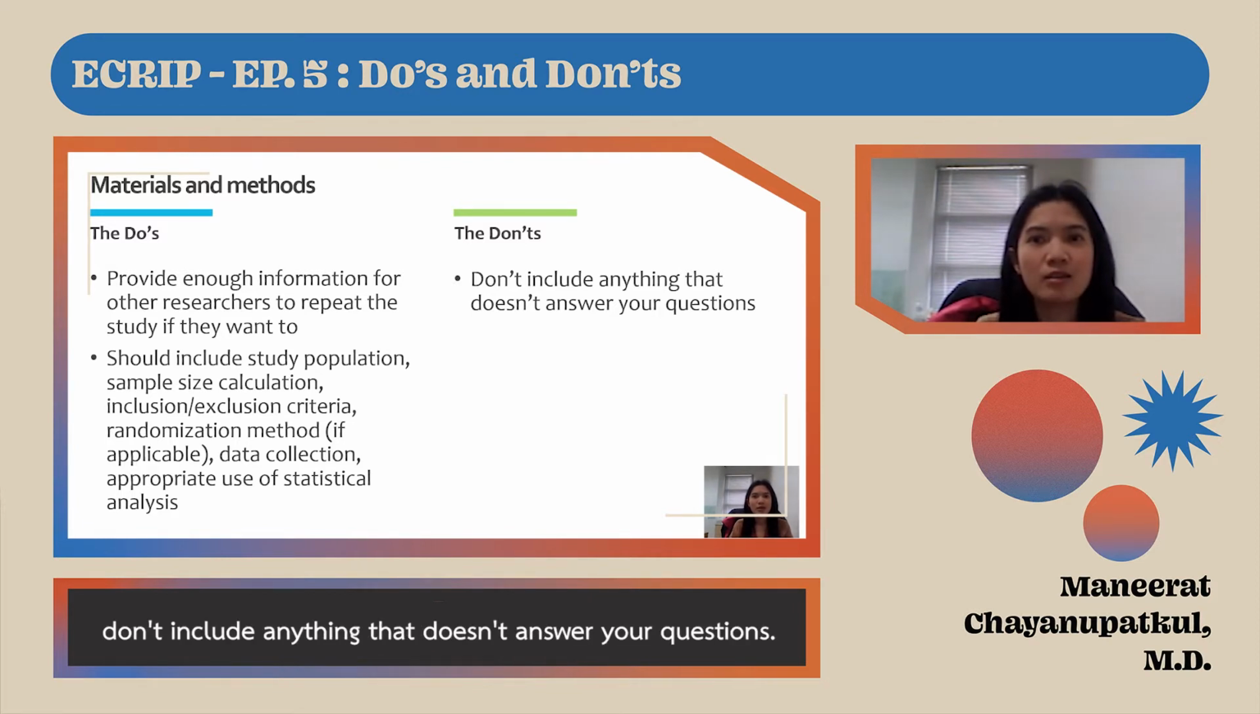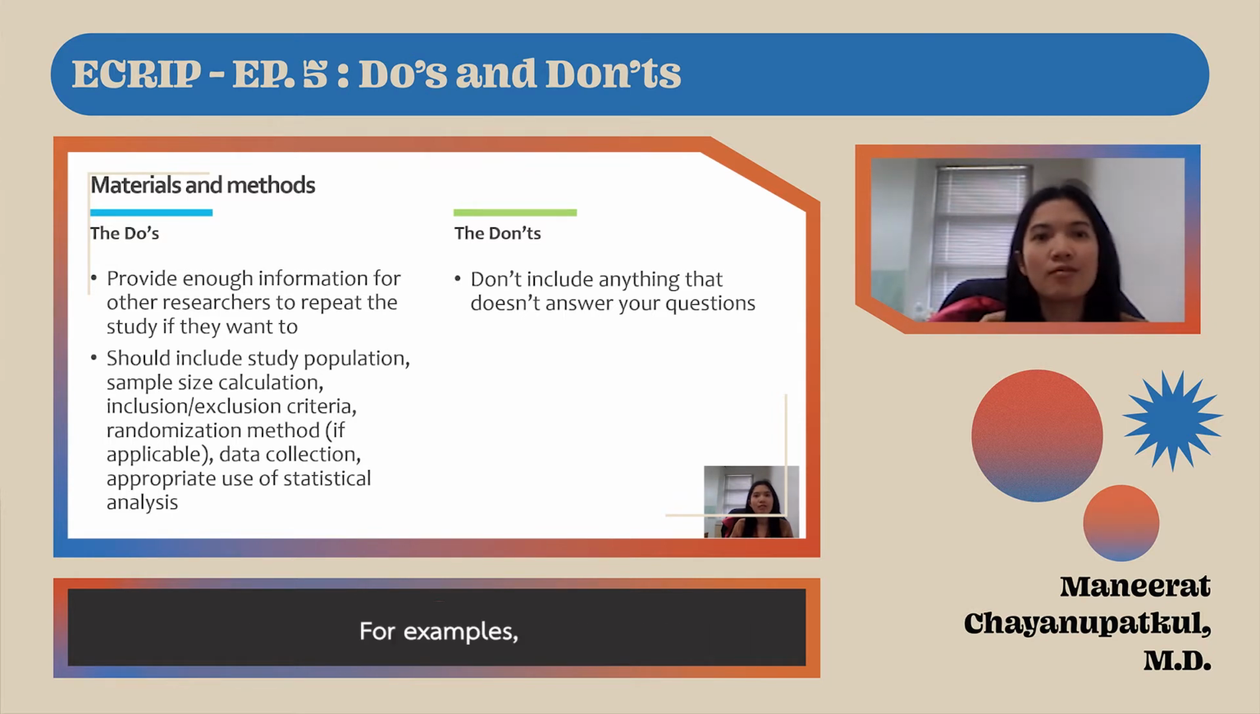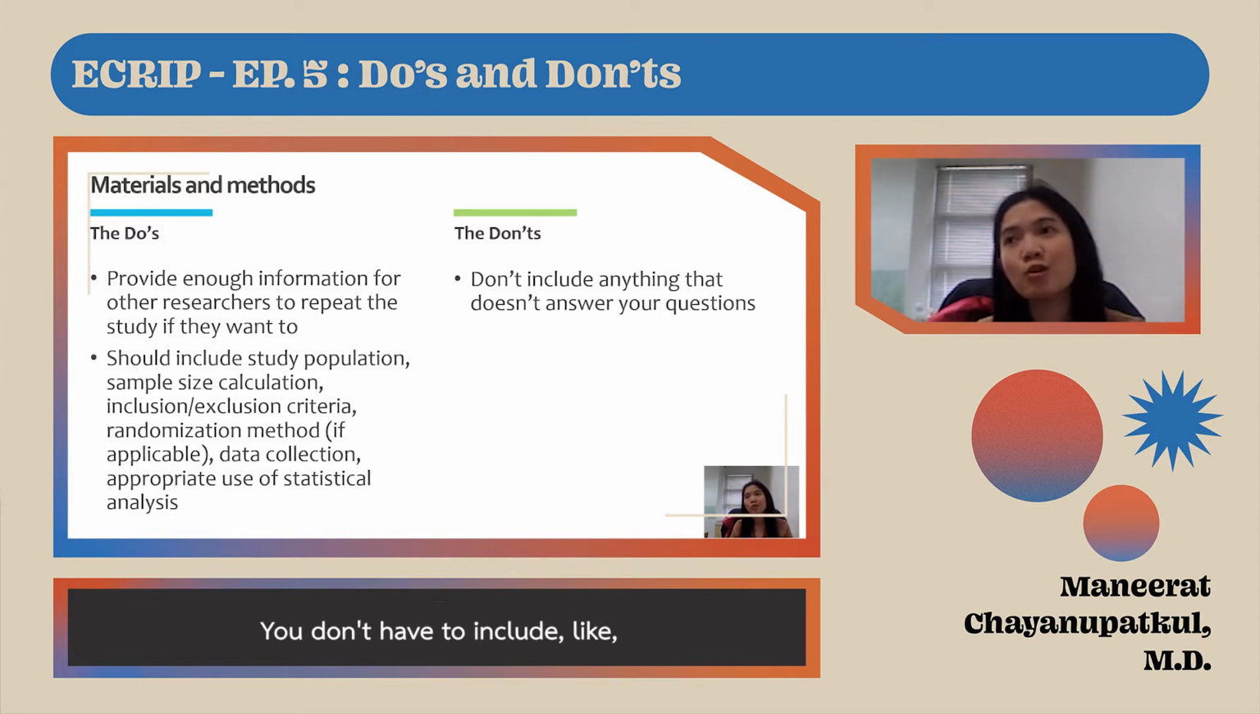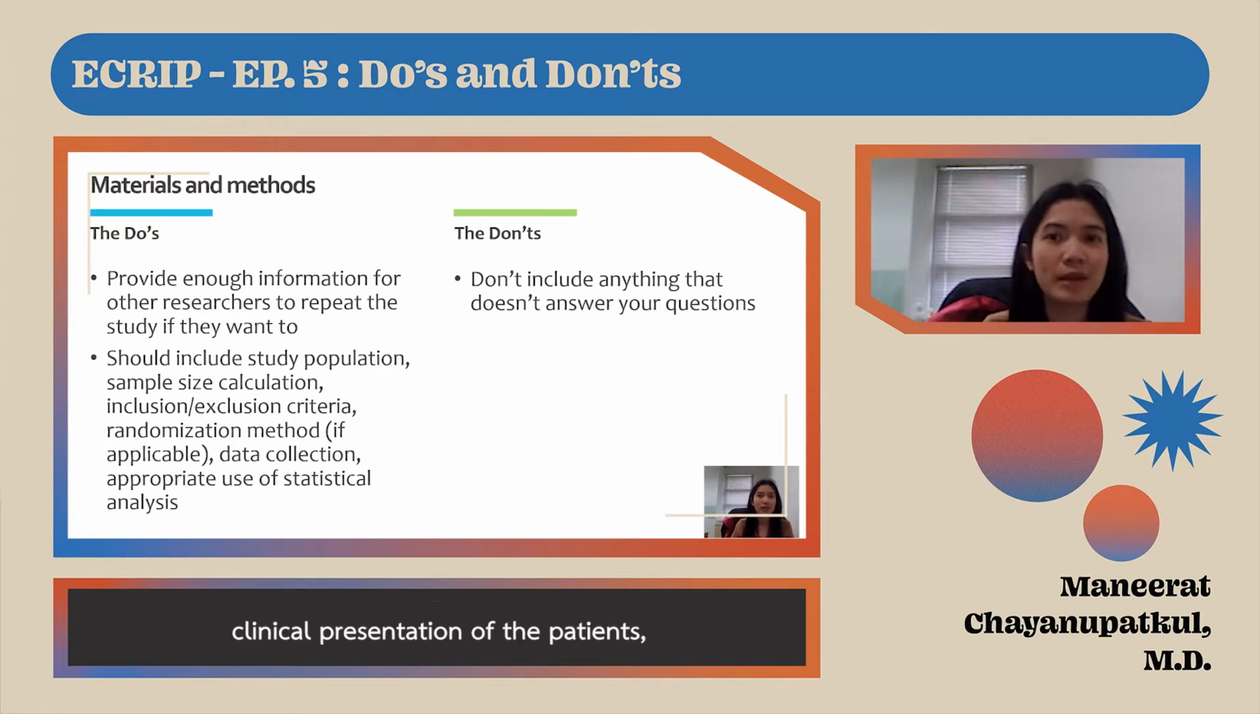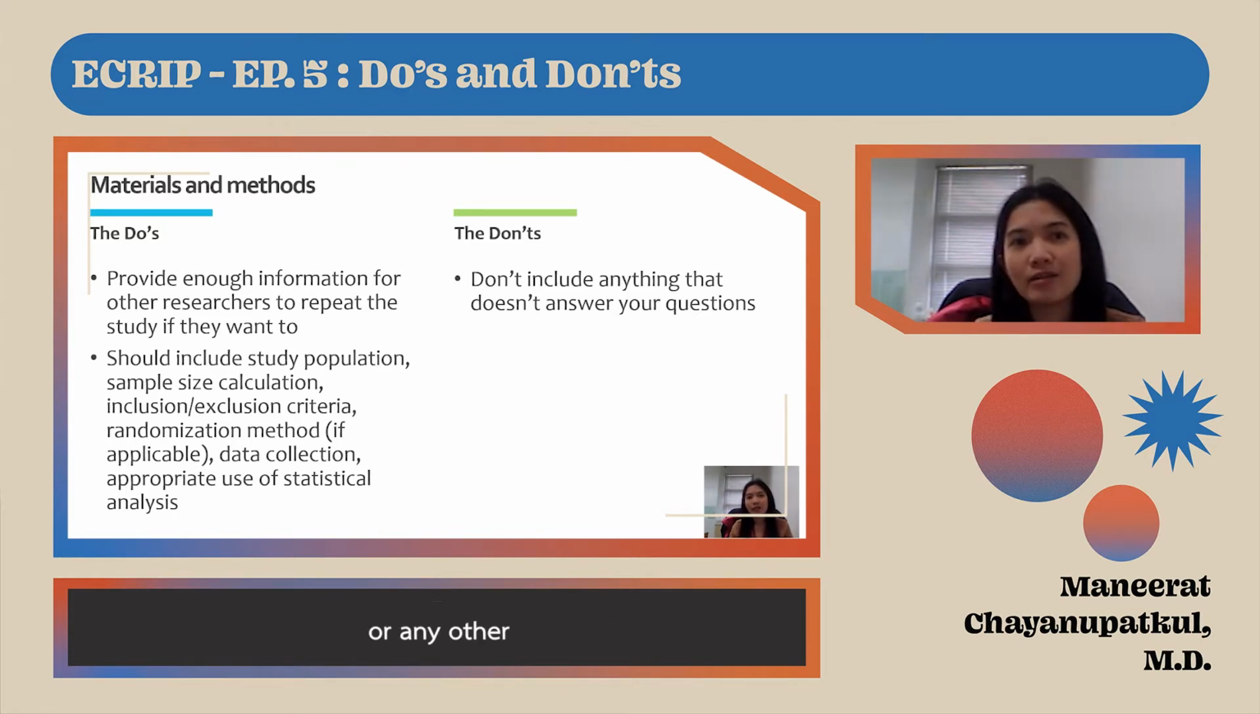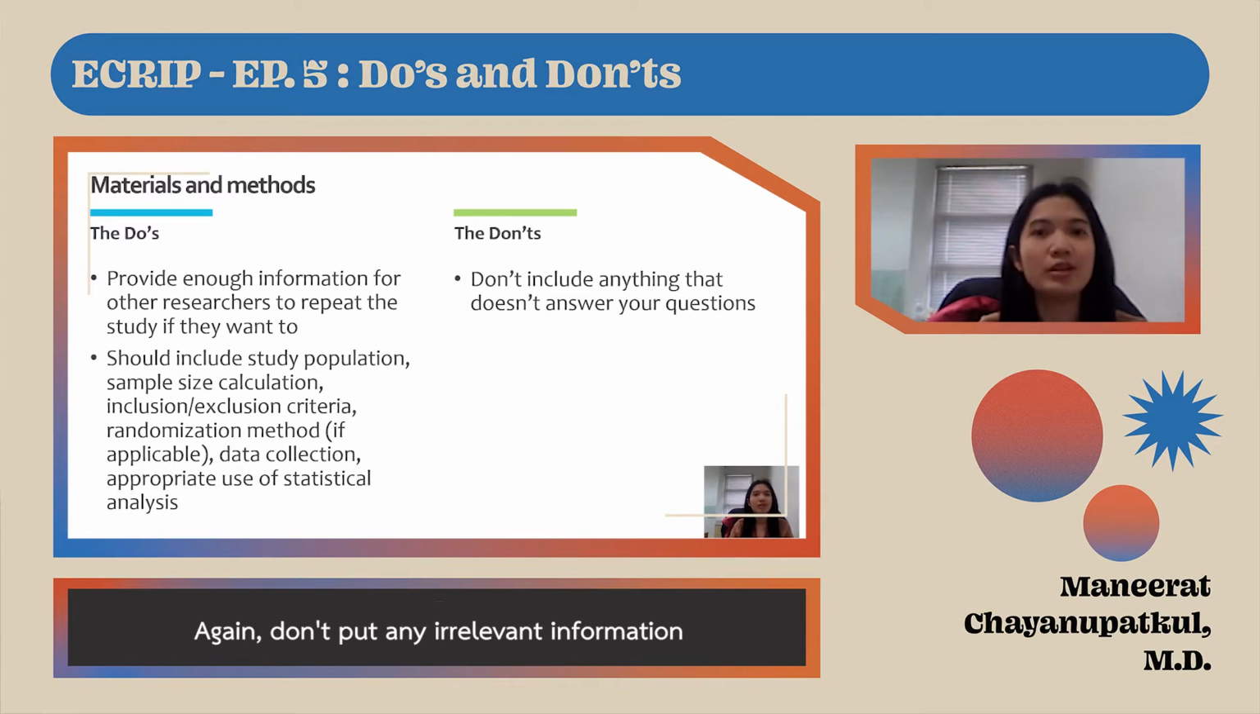The don't is that you shouldn't include anything that doesn't answer your questions. For example, you're doing a study on the treatment effect of a medication on fatty liver disease. You don't have to include the clinical presentation of the patients or any other materials and methods that don't answer your question, because it's irrelevant. Again, don't put any irrelevant information in your paper.